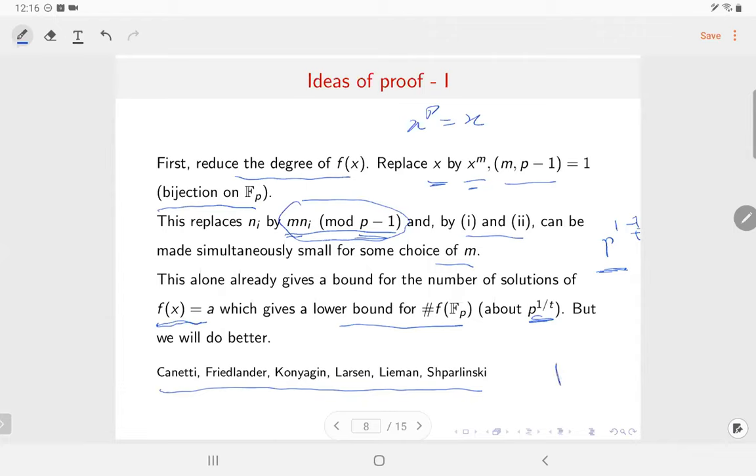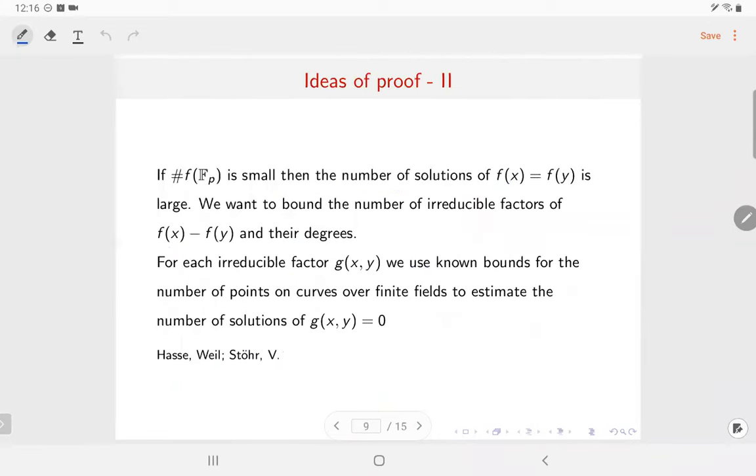So remember, we want to get to p to the 4 over 3t. So we want to do better than this. But we will need the polynomial to have a slightly smaller degree. So we start by doing this, and then we continue with this new polynomial that has a slightly smaller degree. And look at that. So what are we going to do?